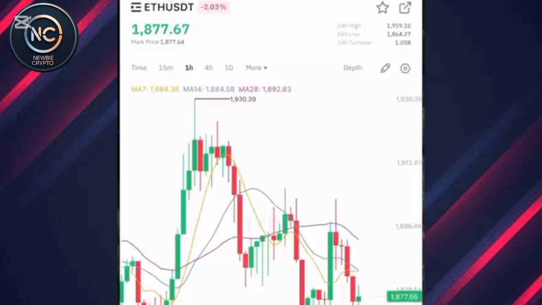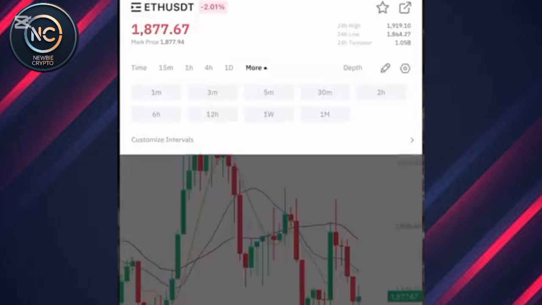Now, the next thing you need to take note of is where you have your time frame. You can see where you have time, 15M, 1H, 4H, 1 day, and more. That's where you can pick your time frame. So if you tap on more, you'll see more time frames that you can pick right here.